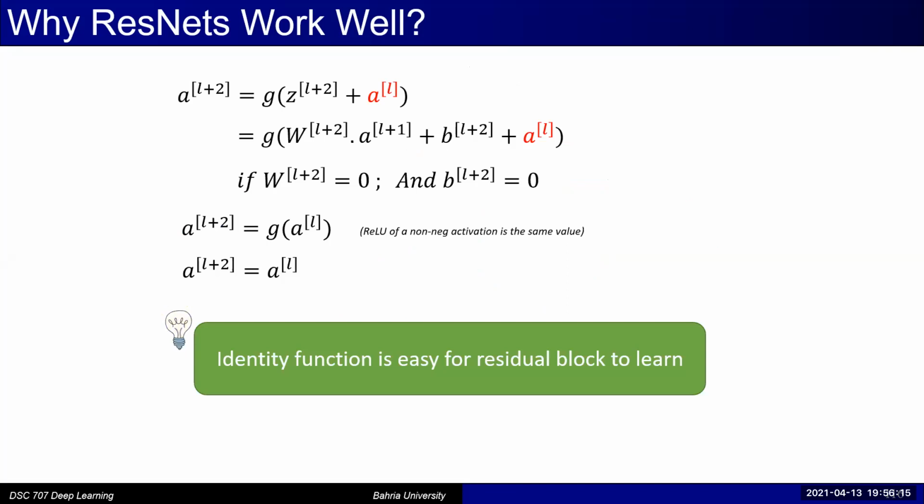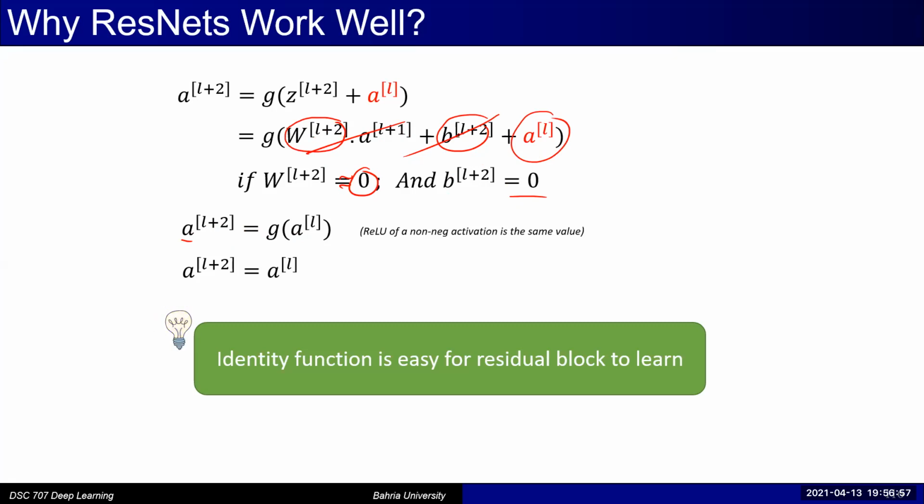Now this is the important discussion. You see, we have seen regularization, right? And we know that we have mechanisms where we can force the weights to shrink or to go close to zero. Now, if somehow we make these weights close to zero and this bias also close to zero, what will happen? This term is gone, this term is gone, and we are left with this one, A of L, right? So we are left with A of L plus 2 being the activation function applied to A of L. And why? Because somehow we forced the weights to go close to zero.